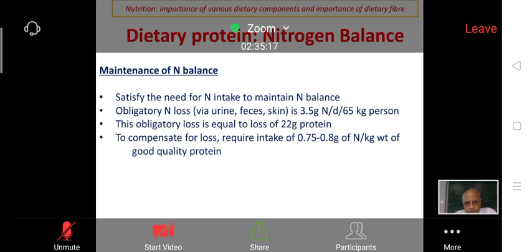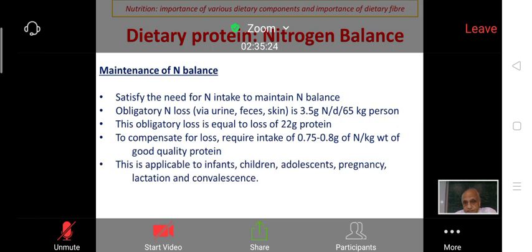Much of the milk what we take. And maintenance nitrogen balance is applicable to infants, children, adolescents, and during pregnancy, during lactation, and convalescence, that means during the recovery period.